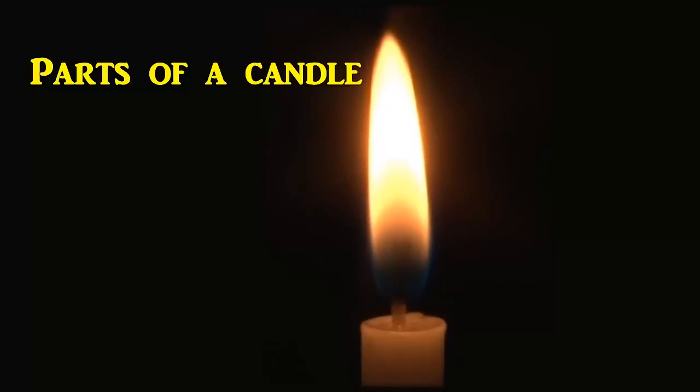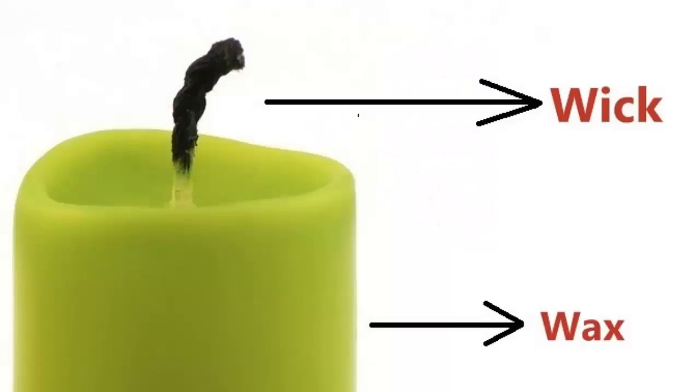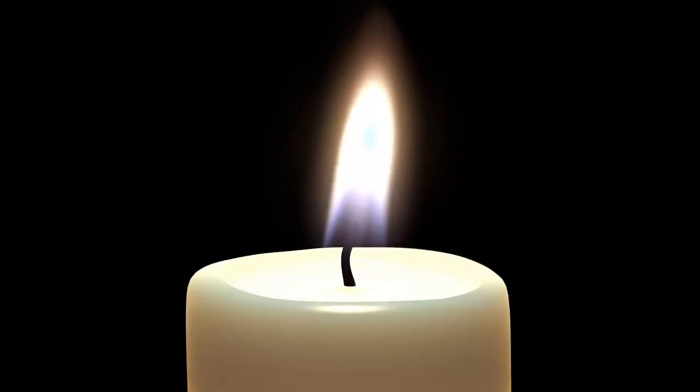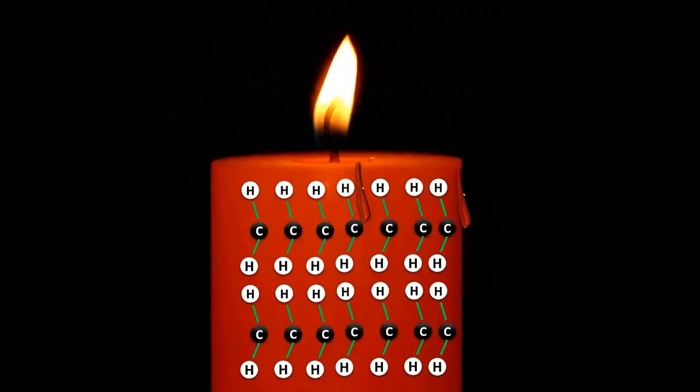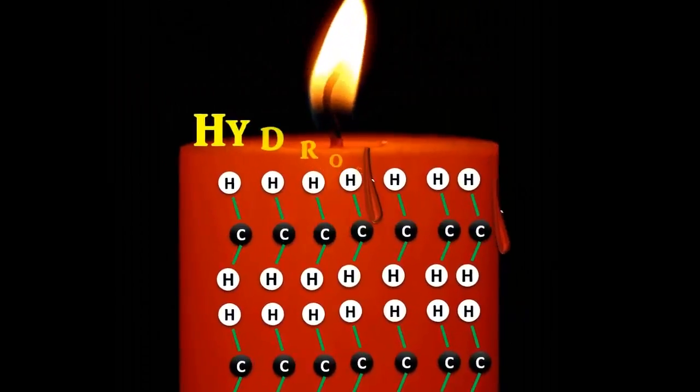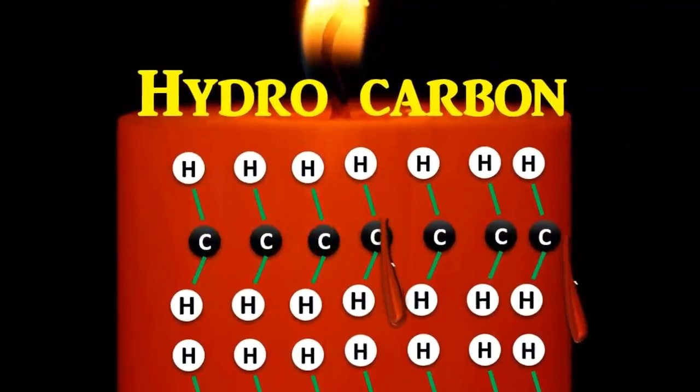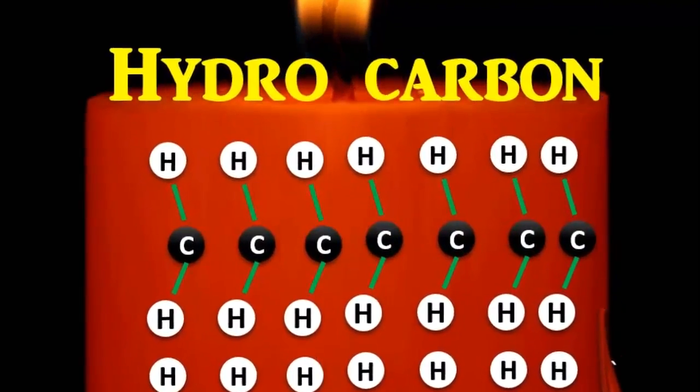Parts of a candle. Wick and wax are the two parts of a candle. The wick is the little part of the candle that pokes out at the top. This is the part that burns and produces a flame. The wick works by conveying the fuel to the candle. Paraffin wax is a small chemical factory that converts the hydrocarbons in wax into carbon dioxide and water.